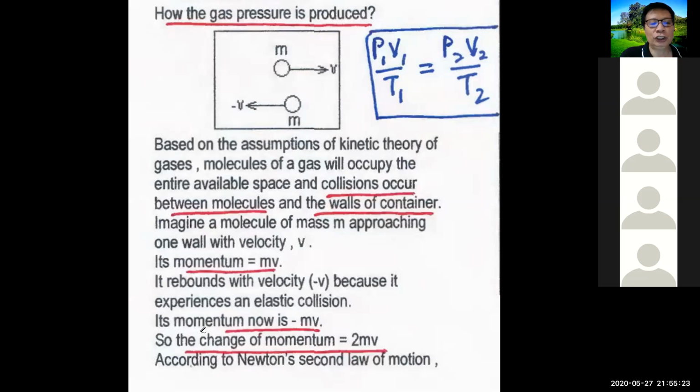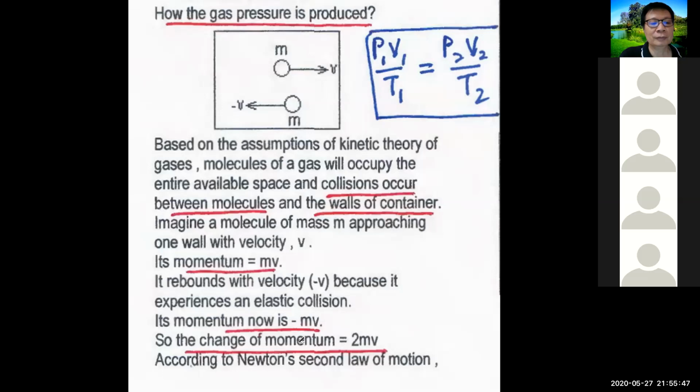Now, change in momentum means you take this one minus this. To find change in momentum, you just subtract. You either take this one minus this and get negative, doesn't matter, or you take this one minus this and get 2mv. Right? You have mv minus negative mv, minus negative becomes plus, isn't it? So it's 2mv, right?